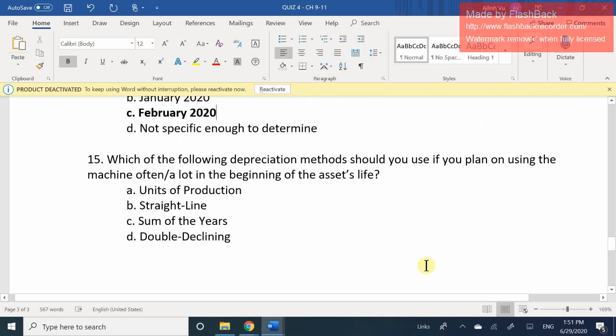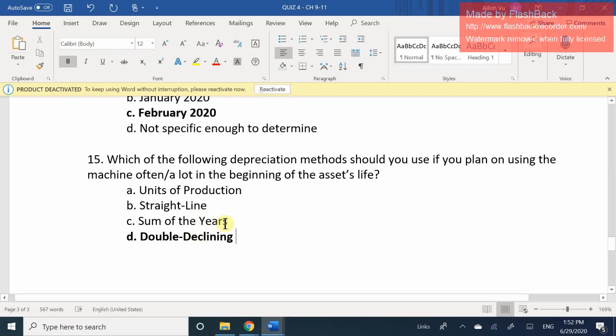Lastly, question number 15. Which of the following depreciation methods should you use if you plan on using the asset often or a lot in the beginning of the asset's life? D, double declining. Yes. Double declining is when we use the asset a lot in the beginning of its life. We try to depreciate it twice as much instead of what we normally would.